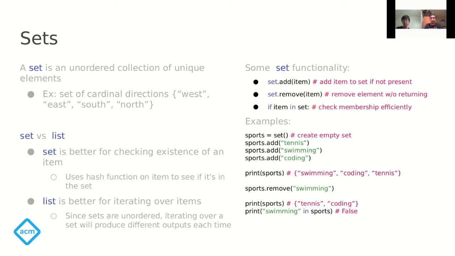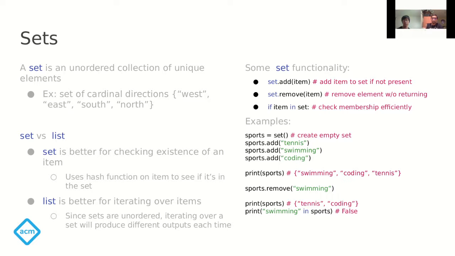Okay, so another wildly important data structure is the set. A set is just an unordered collection of unique elements. For example, we can have a set of cardinal directions like west, east, south, and north. So here, a set may be fairly similar to a list, but you can see a couple differences.